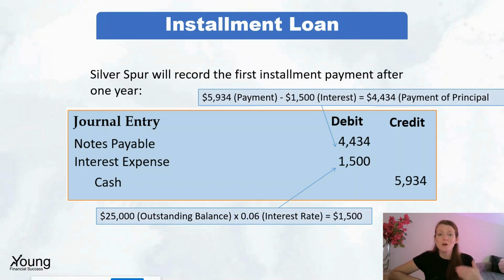So our notes payable started at 25,000. Now it's reduced by the difference from the payment minus the interest. So we reduce it by 4,434.